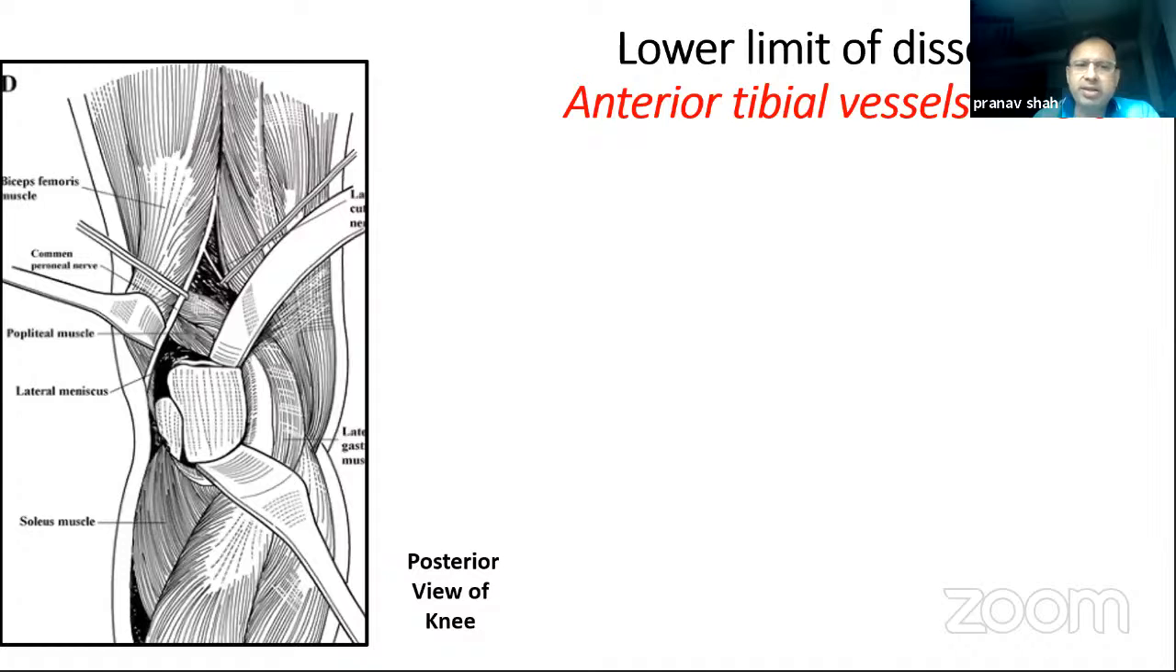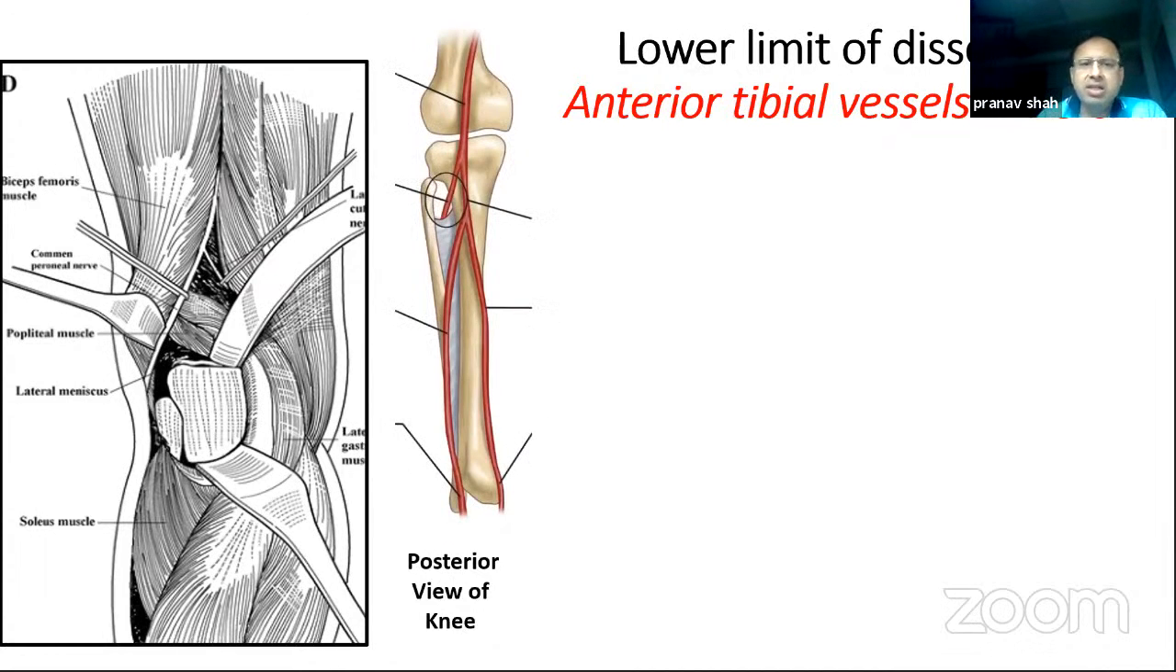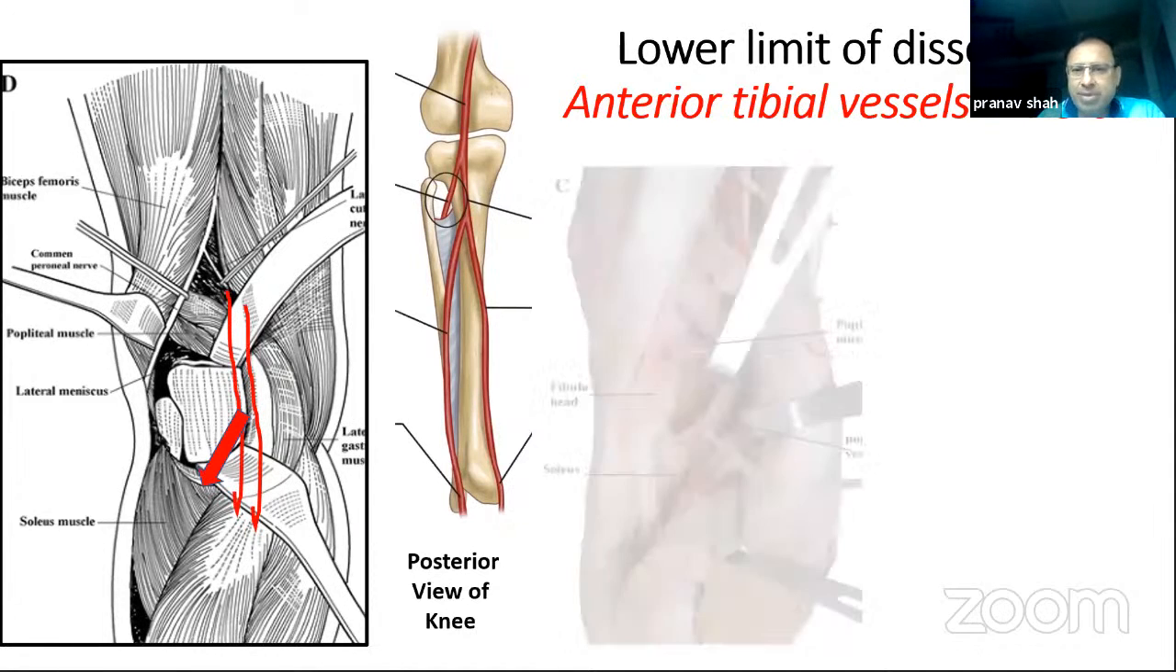The important caveat here is the anterior tibial vessels, which start from the popliteal vessels and enter the anterior compartment through the interosseous space. If we look at the posterior view of the knee, this is the general depiction of how the anterior tibial vessels start from the popliteal vessels. This is how the popliteal vessel would be located with the retractors in place, and this is where the anterior tibial vessels cross obliquely into the anterior interosseous space. We have to be sure that we don't damage them.